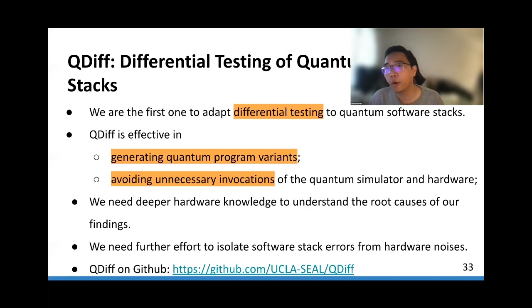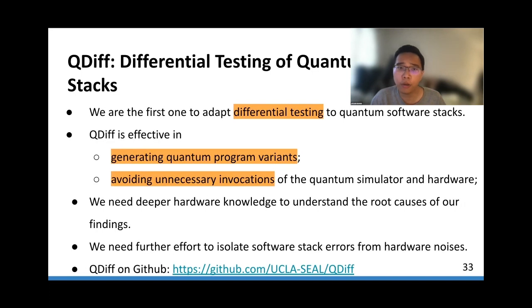To summarize, we adopt differential testing for quantum software stacks. QDiff is effective in generating quantum program variants and avoids the bad invocation of quantum simulators and hardware. To end this talk, we want to share our findings from doing this project. My undergraduate major is physics, so that's why I pushed my advisor on these quantum topics.